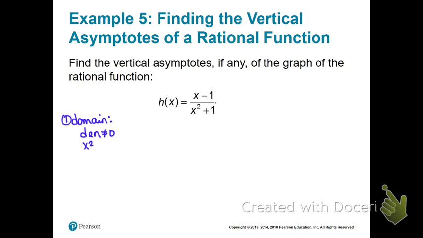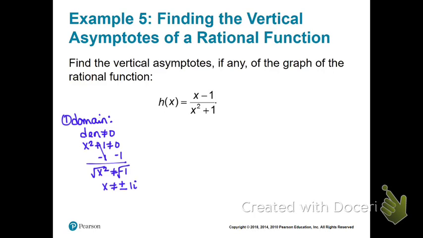So that means that x squared plus 1 cannot equal 0. So move the 1 over. So x squared cannot equal negative 1. Square root it. So x cannot equal plus or minus, what's the square root of negative 1? 1i. Yeah, 1i.